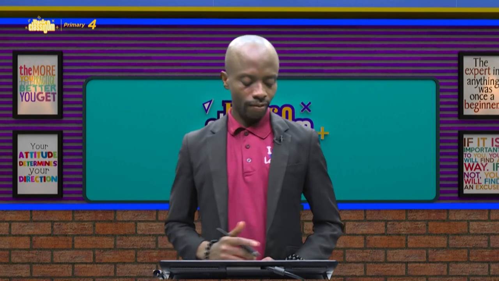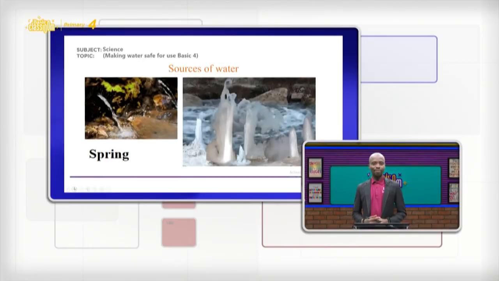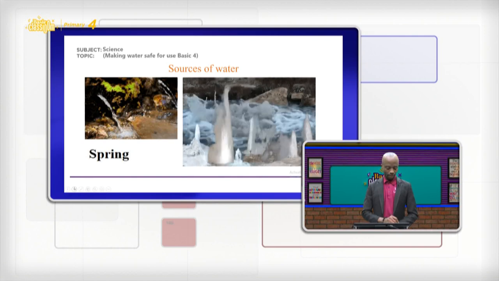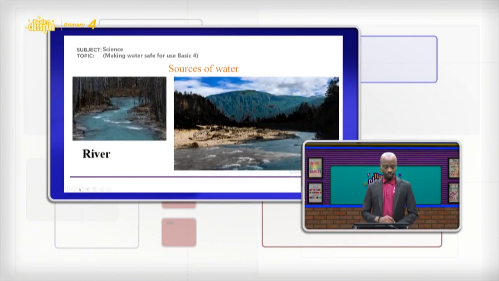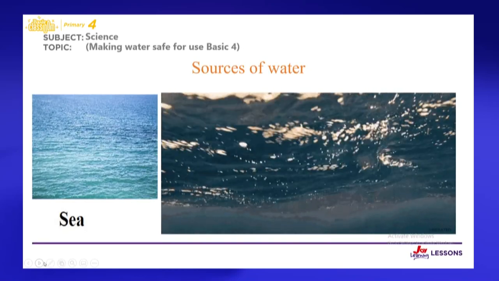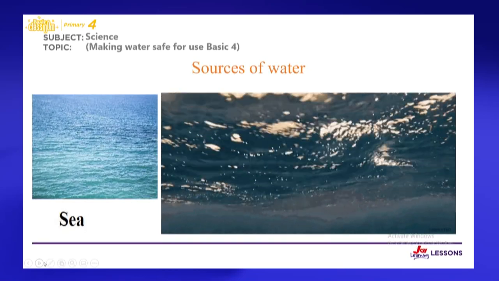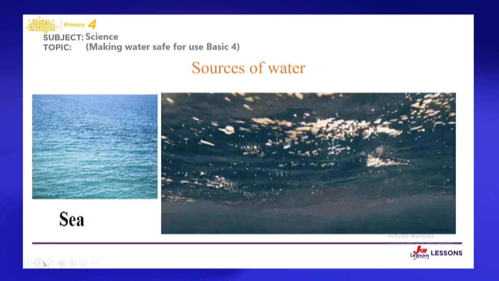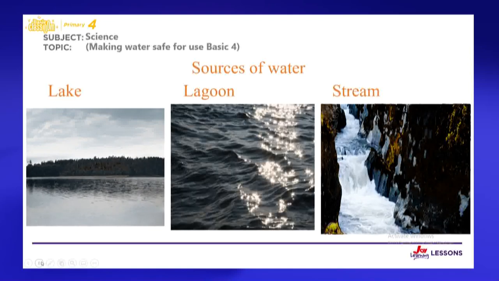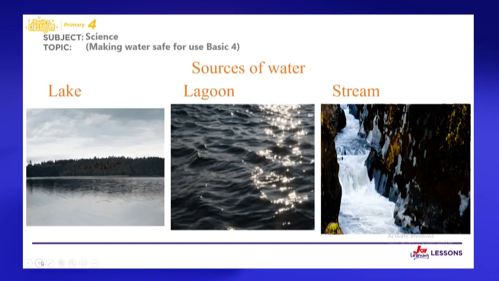All right, so let's look at the sources that you wrote down. So, sources of water, we have spring water coming out from the ground. We get water from rivers. That's another source. From the sea or the ocean. Then we have the lake, lagoon, stream. So all these are sources.